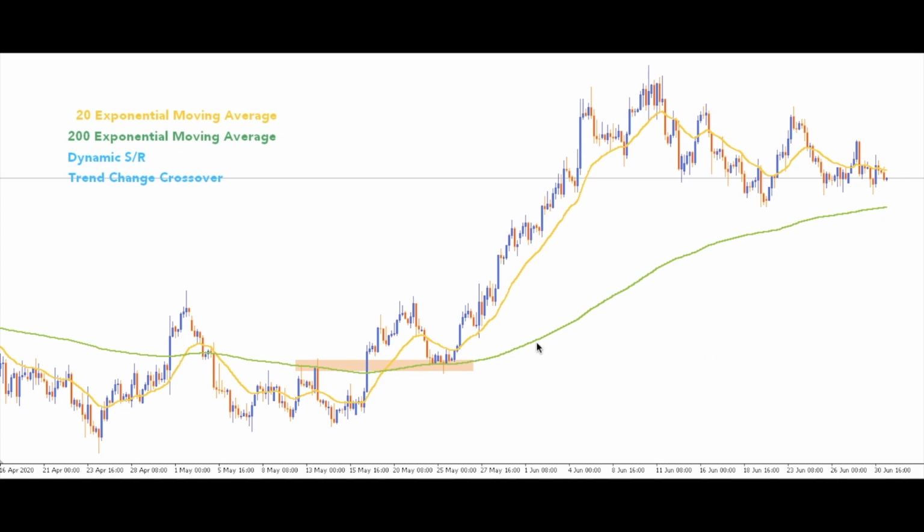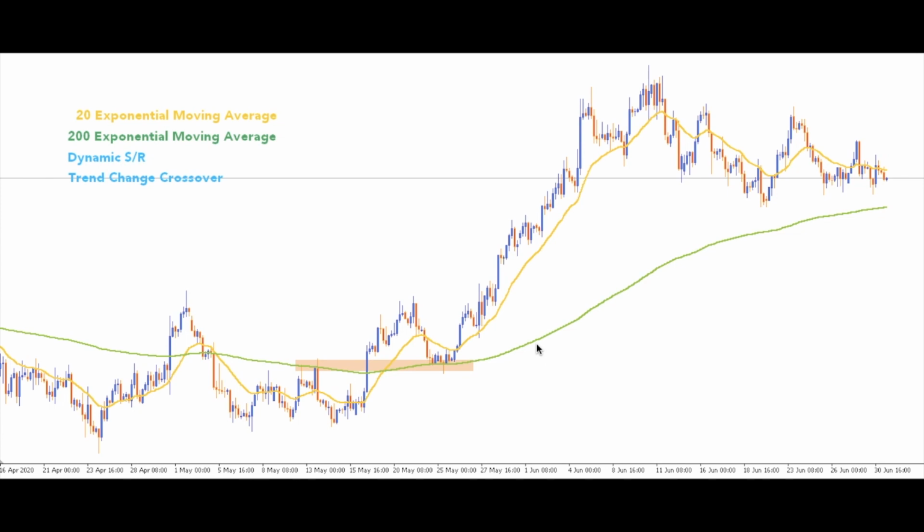Now, I use the moving averages for understanding the market and getting the dynamic support and resistance levels, as well as sometimes for a trend change crossover. What is a trend change crossover? I'll be covering it later on in this video, but first let me introduce you to the dynamic support and resistance.